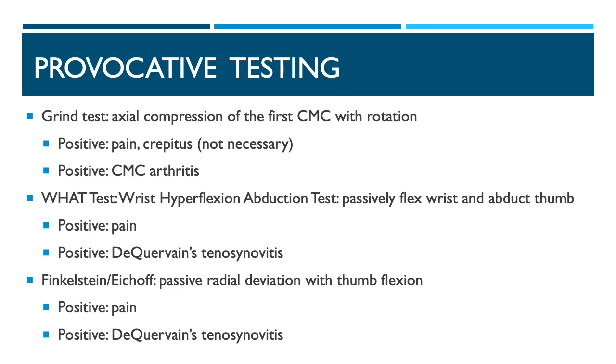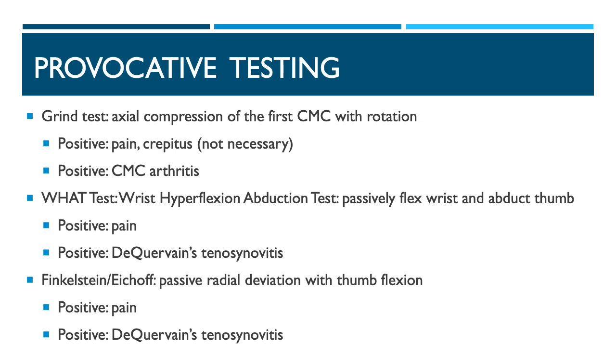So within this zone, the provocative tests that you might want to do are the grind test, the WHAT test, and Finkelstein's or Eichhoff's. So the grind test is axial compression with rotation of the first metacarpal on the CMC. A positive test would be pain and potentially crepitus, although that's not necessary. And what it's looking for is CMC arthritis. The WHAT test is wrist hyperflexion and abduction of the thumb. You passively flex the wrist and abduct the thumb to the maximal range. A positive test would be pain, and this is positive for de Quervain's tenosynovitis.